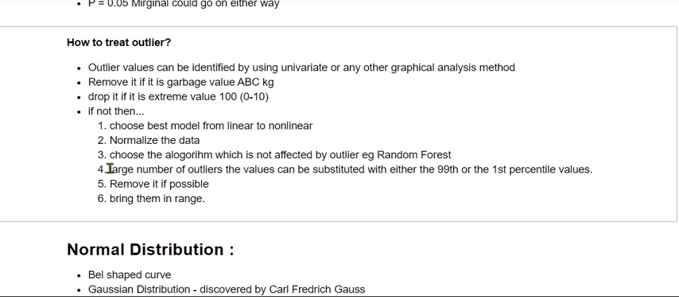Yes, if there are a large number of outliers in the data set, in that case you can either replace them with the 99th percentile or first percentile values, remove them if it is possible, or bring them into the range. So likewise you can do normalization, and you can treat these outliers. Okay.